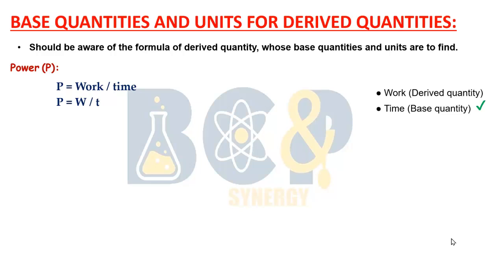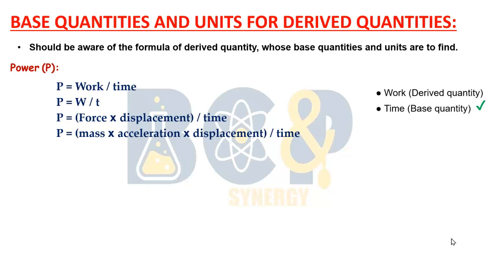Then work is equal to force into displacement. We can say that power is equal to force into displacement, whole divided by time. Here you can see that both displacement and time are base quantities, while force is still a derived quantity, which means that we have to simplify the formula of force. Power is equal to mass into acceleration into displacement, whole divided by time. Now mass, displacement and time are base quantities, but acceleration is still a derived quantity.